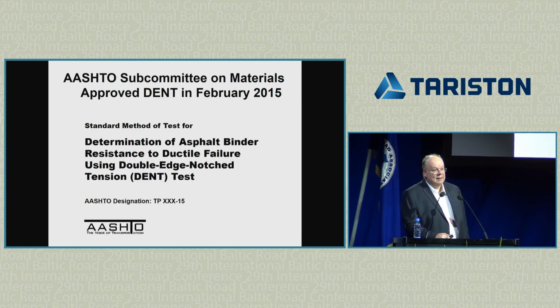AASHTO has also accepted this as a provisional standard, and basically nobody in the US is interested in it. That's because they have their own test methods and they want to continue to modify the Superpave, and they will never go back to anything that looks like a ductility test, and it's not made in the USA. So we have a little bit to go, but the New England states are looking at this. They're interested in it.